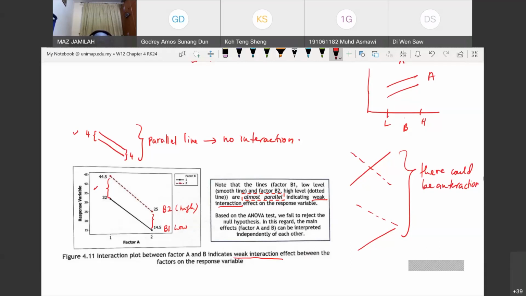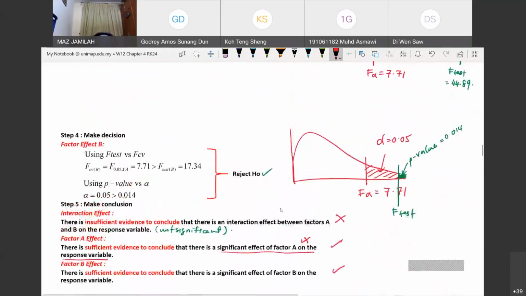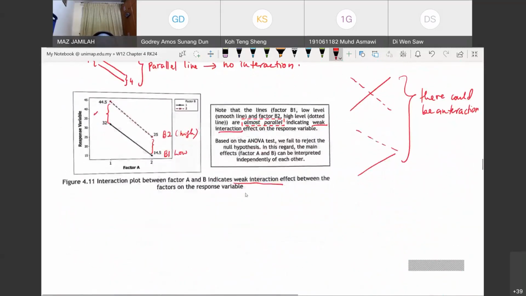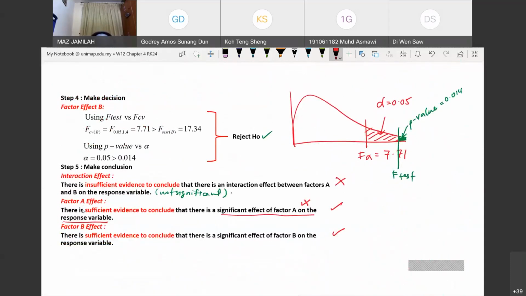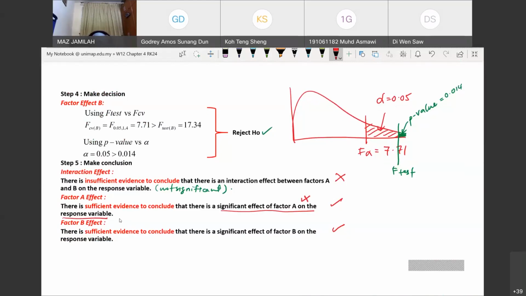Now, since we are discussing the example that we have done just now, based on the ANOVA test, we fail to reject the null hypothesis. In this regard, the main impact factors A and B can be interpreted independently. It means that this particular weak interaction is considered no interaction at all, so we have tested that here. We fail to reject the null hypothesis, meaning there is no interaction. When this happens, we look at factor A and factor B independently, and what we have done just now is this. We have proved that factor A and factor B have an effect on the response variable.